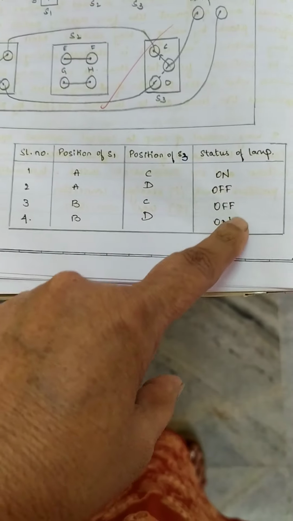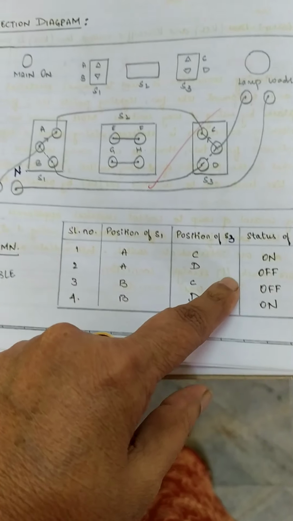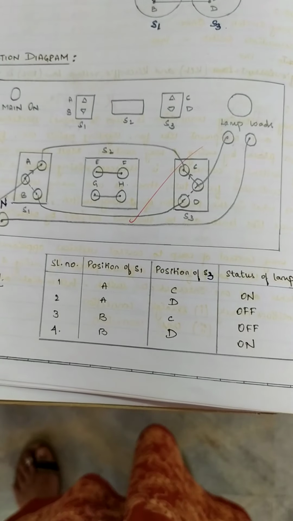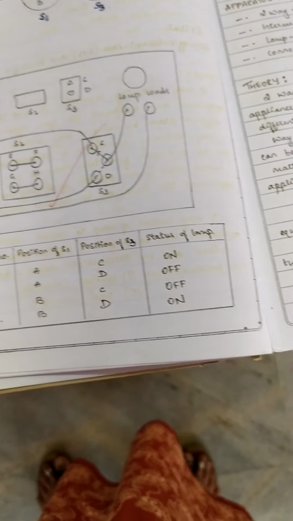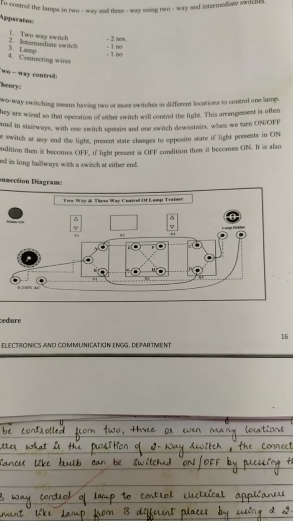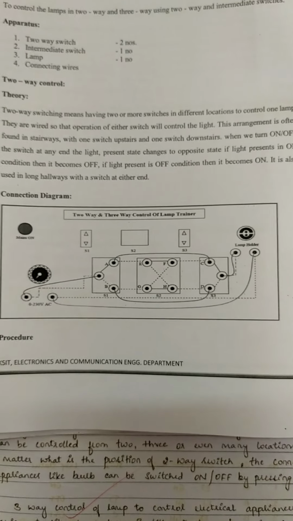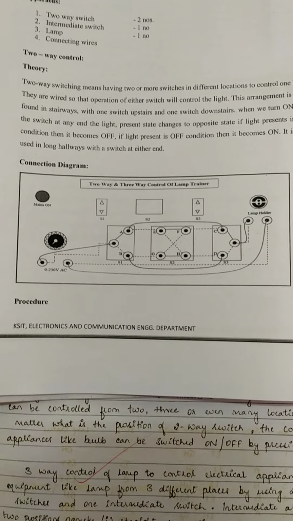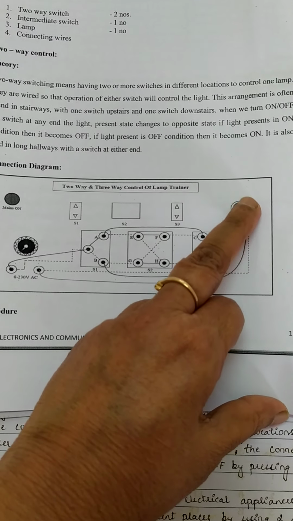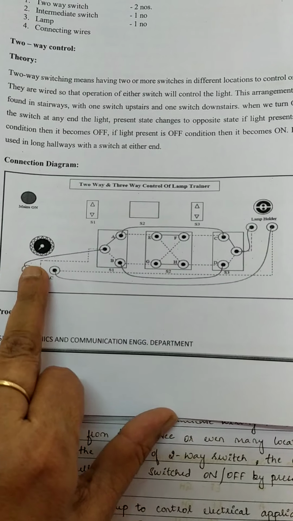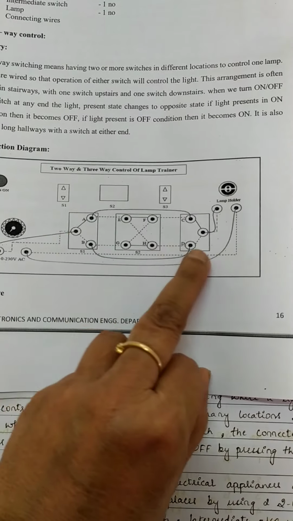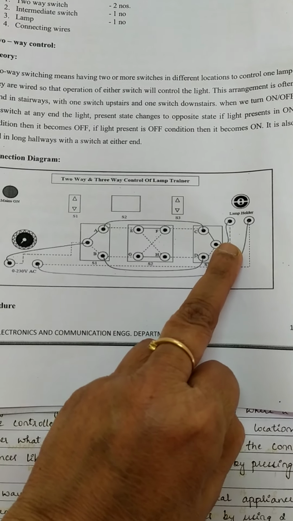So this is what we have to verify by connecting the circuit like this by using the connection diagram. The connection diagram is given in the manual like this. So this is the connection diagram we have to use for making the connection for a two-way control of lamps. Now this is the lamp terminal where we connect the lamp. This is the 230 volts supply, and here we have switch S1, here we have switch S3.